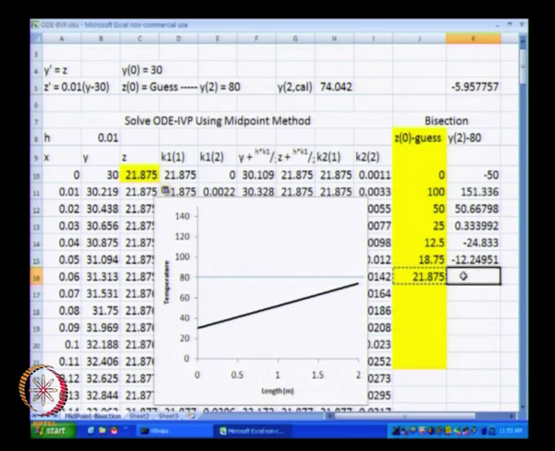The value over here is minus 5.95. Again this value is negative, so we are going to replace 18.75 as the guess with 21.875 as the guess, and we are going to take the average between the two values, 21.875 plus 25 divided by 2. We are going to continue this.